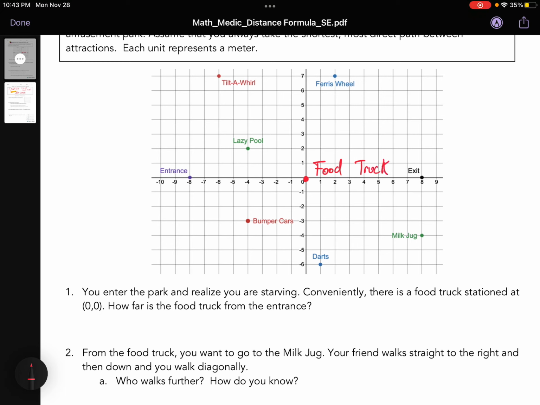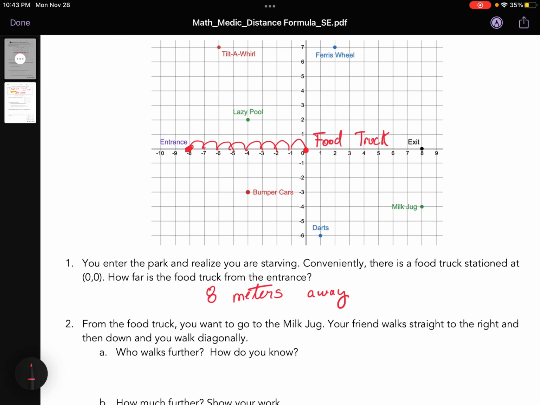If you want to find linear distance, or distance that is on the line, you can just count the number of boxes between your beginning and the end. So it's going to be 1, 2, 3, 4, 5, 6, 7, 8. So how far is the food truck? It is just 8 meters away. Pretty simple to find distance on a line.